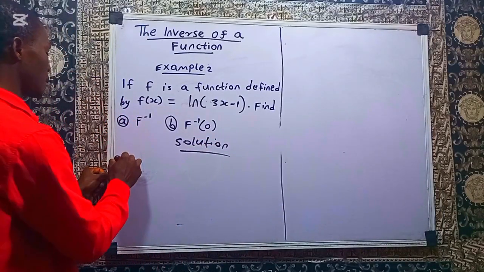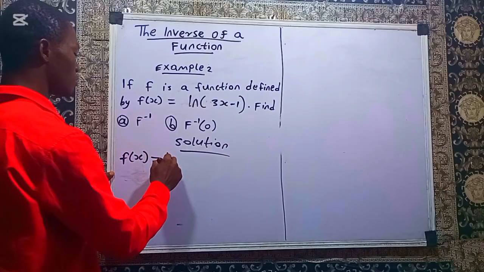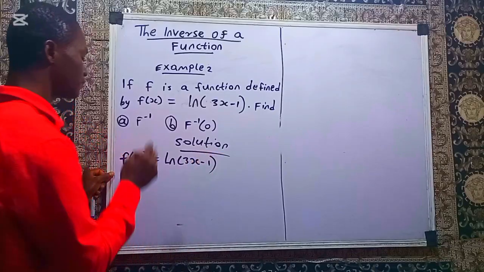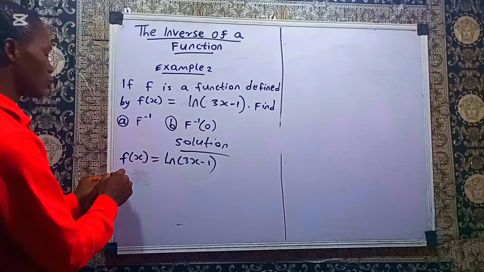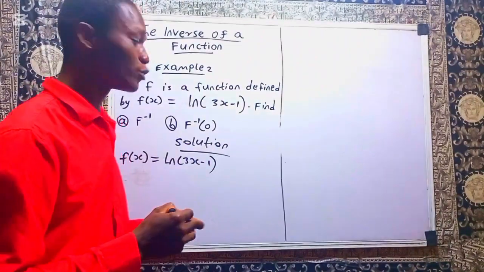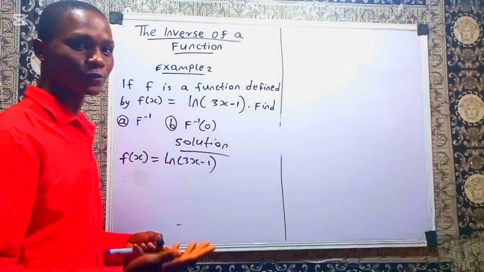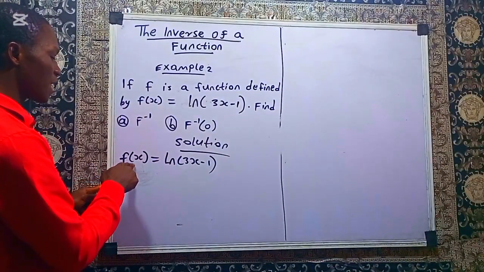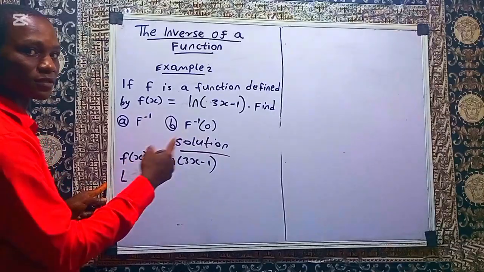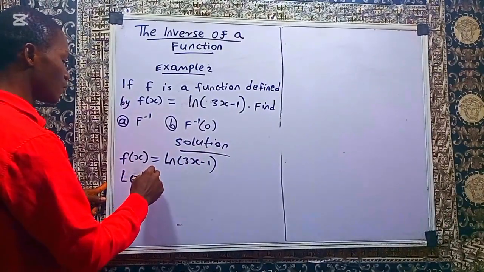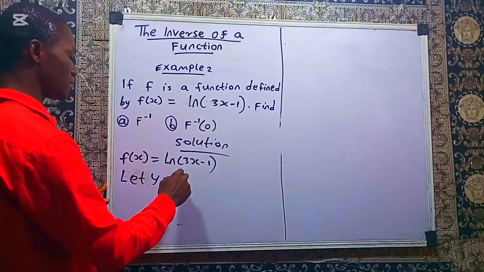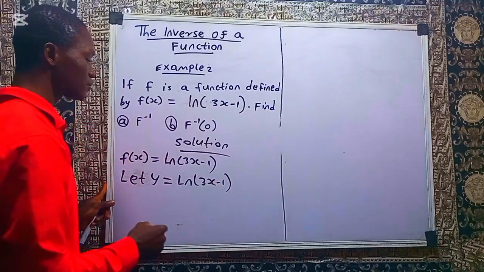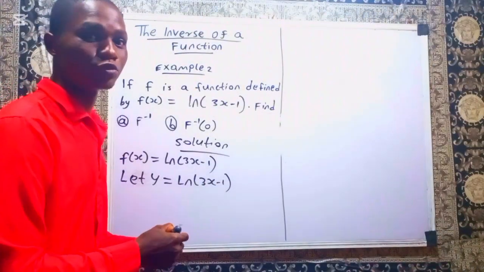So we are given that f of x is equal to the natural logarithm of 3x minus 1. As we did in our previous video, you are going to call this function a particular variable. I prefer I call it y. So instead of f of x, let me call it y. Let y be equal to the natural logarithm of 3x minus 1.